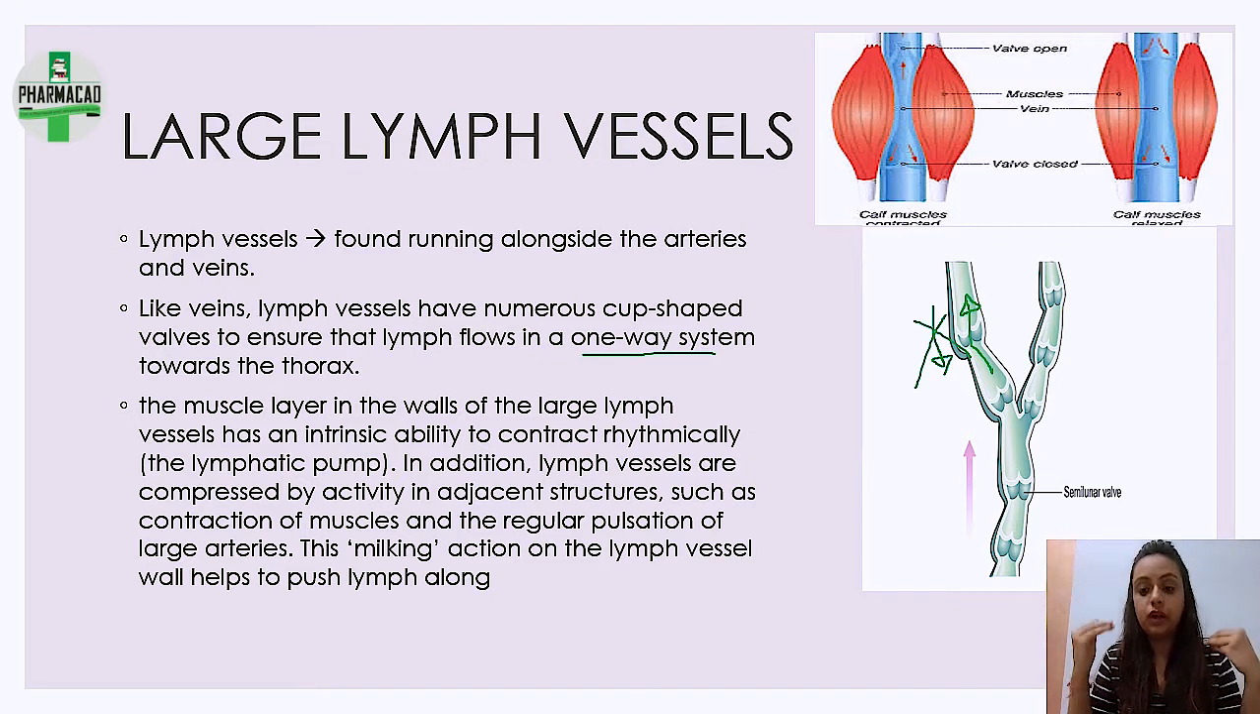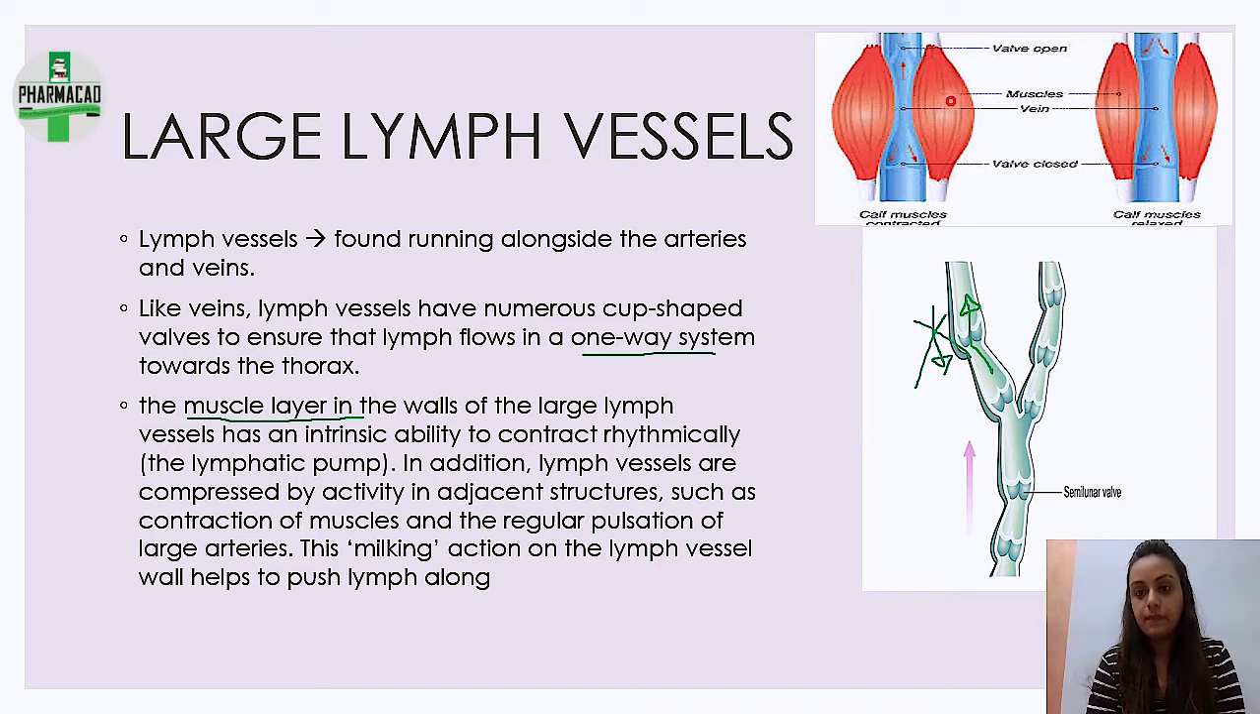How does this pushing up happen? There are two things involved. First is the muscle layer in the walls of the lymph vessels itself. The muscle layer inside the wall of the lymph vessel is going to contract and thus push the lymph upwards. That is the first thing. The second thing is what happens even in the venous system, the muscles around it. Just one second, let me get the pointer.